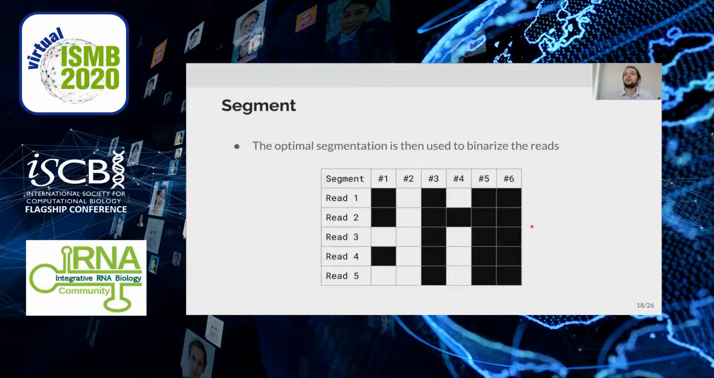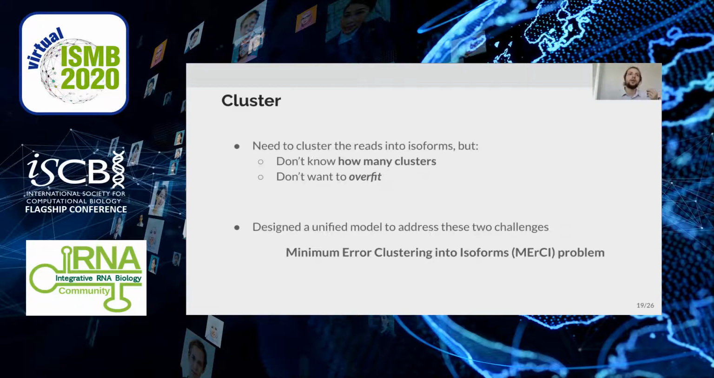So once we have this, we're now able to represent each of our reads as a binary fixed-size vector. And this is very cool because now you're able to compare two different reads using meaningful subunits, which are the canonical segments, in a very efficient and useful manner.